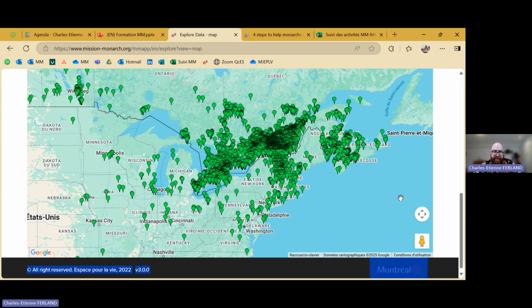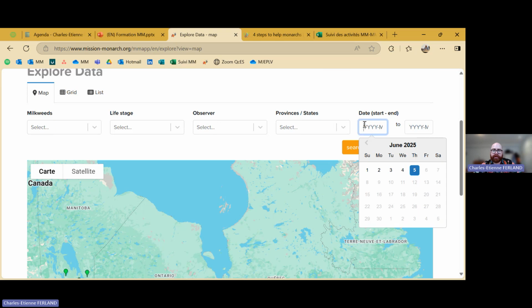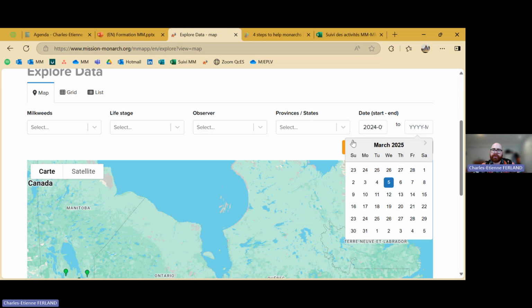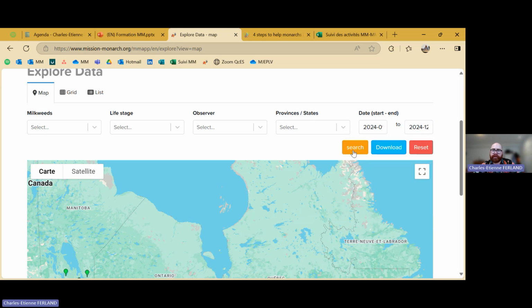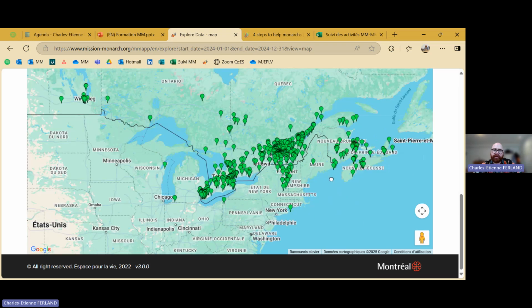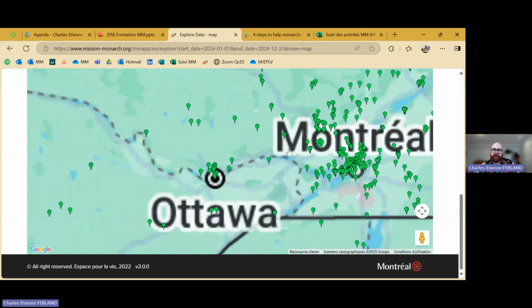of data since 2016. However, you can decide, well, I want to see where surveys were done last year because I want to sample in places that haven't been sampled last year. So let's take January 1st, 2024 to December 31st, 2024. So that'll show us the full year of 2024. I clicked search, and now the map will display, after it has refreshed, the data from 2024 only.